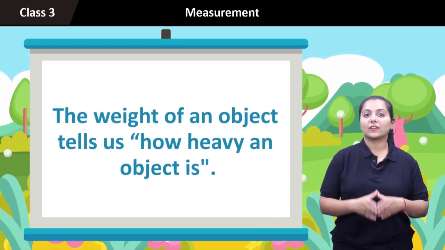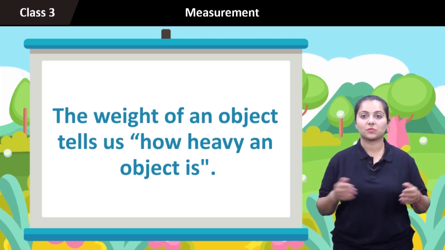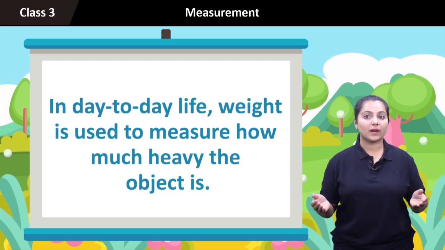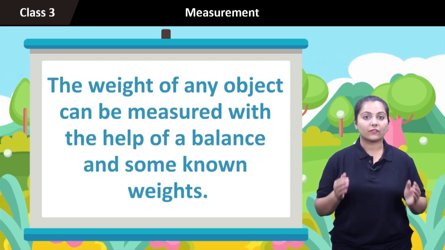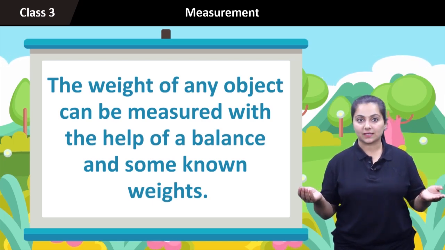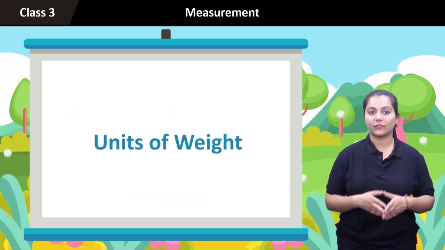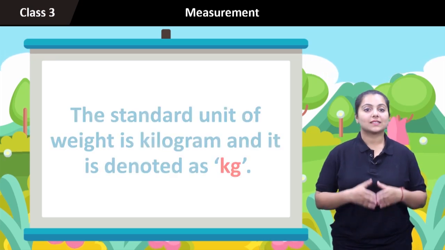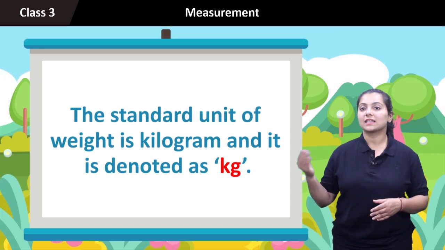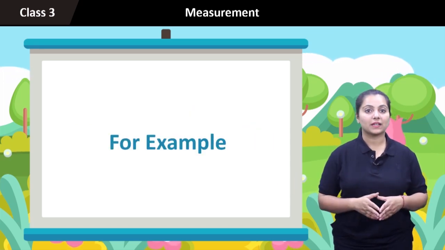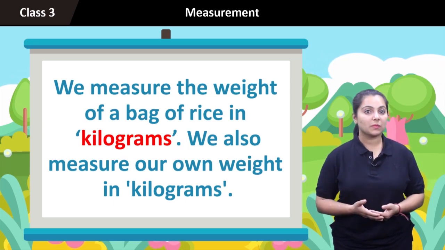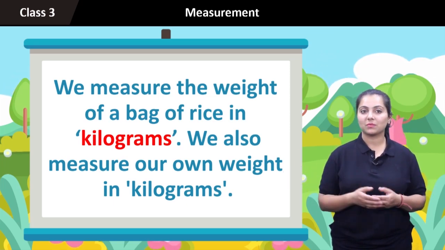Weight. The weight of an object tells us how heavy an object is. In day-to-day life, weight is used to measure how heavy an object is. The weight of any object can be measured with the help of a balance and some known weights. Units of weight. Kilogram. The standard unit of weight is kilogram and it is denoted as kg. For example, we measure the weight of a bag of rice in kilograms. We also measure our own weight in kilograms.